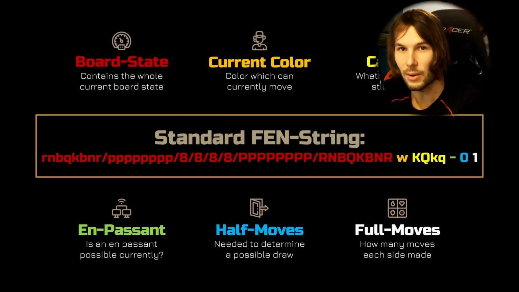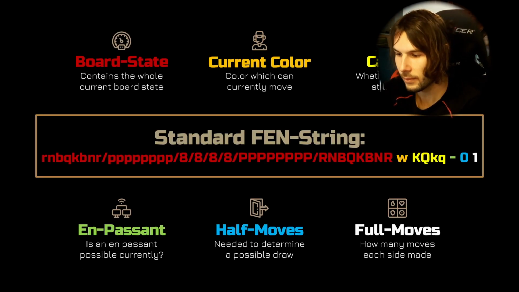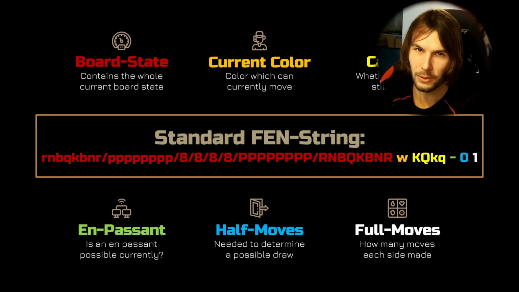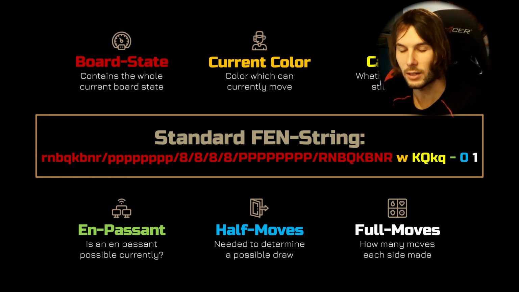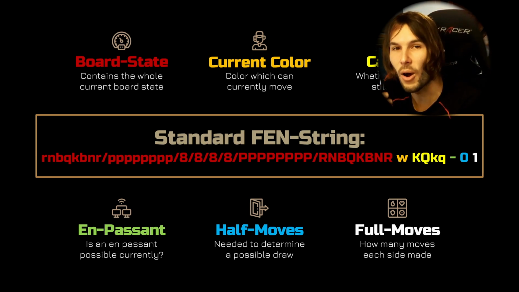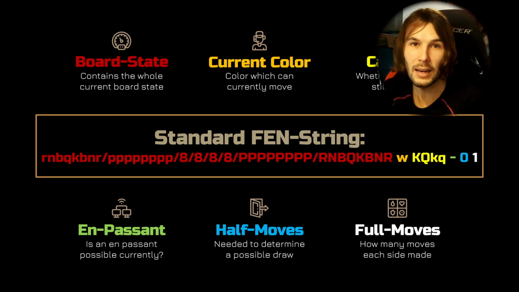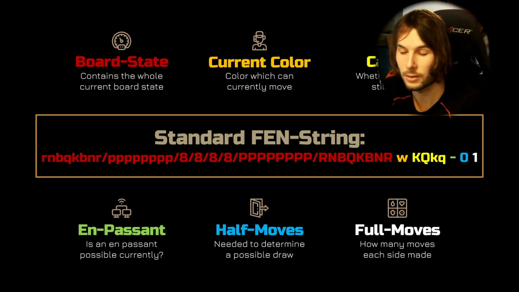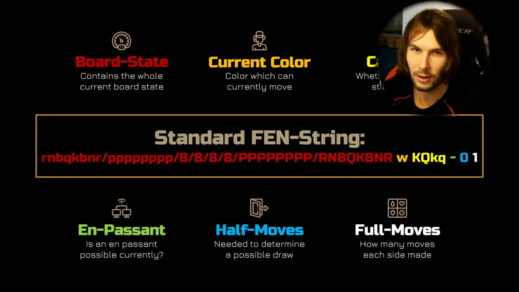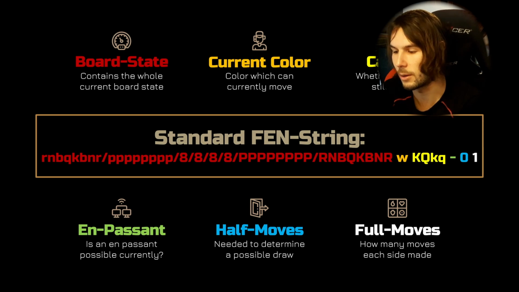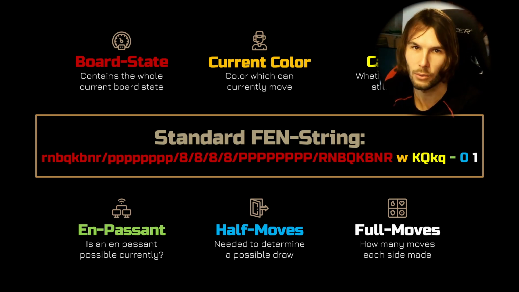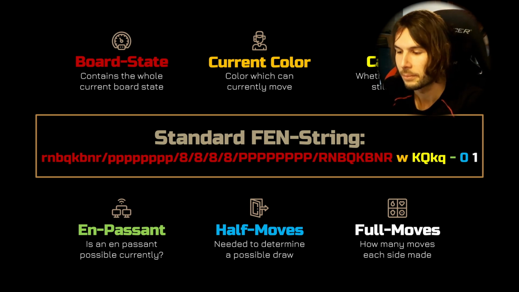So this is what a FEN string looks like. We have the board state in red here, and it contains not just the board state, but the whole current board state. So every move that had been made, every rotation, such as castling or stuff like that, that had happened. And it also contains the current color, which is orange in this case, and that's the color which can currently move. It can either be white or black, as you can already imagine, and thus only W or B can be in this position.